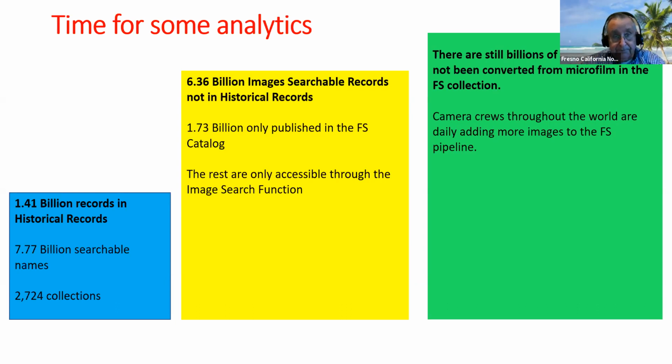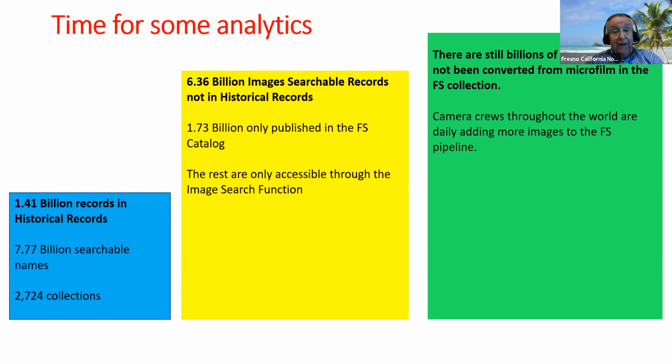But there's also about 6.36 billion images that are in searchable records that aren't over in historical records. These are those records that nobody knew about before until they created the image search. Okay, of these 6.33 billion images, only about 1.73 billion are actually in the catalog. All the rest of them, the only way to find them is an image search. So we will talk about that today.